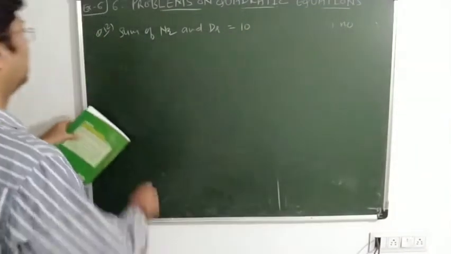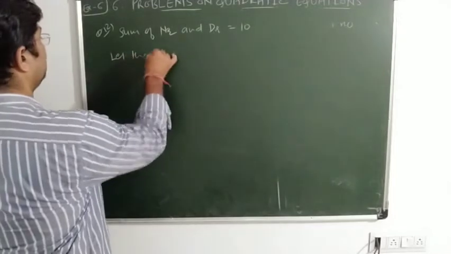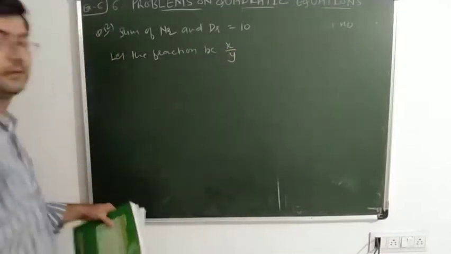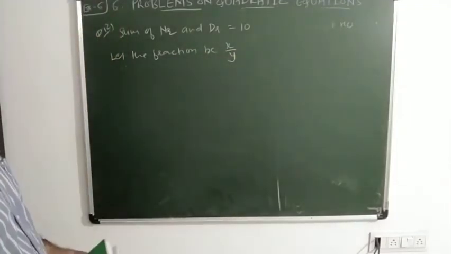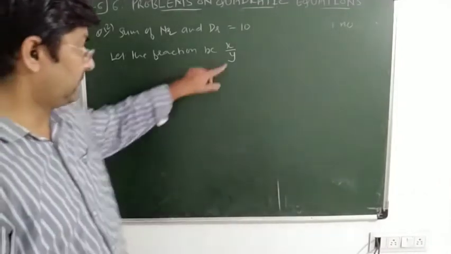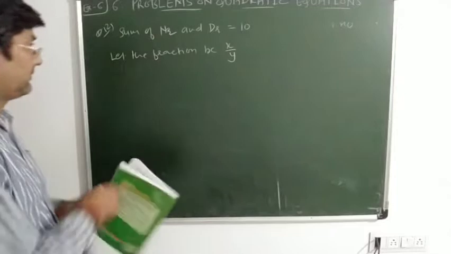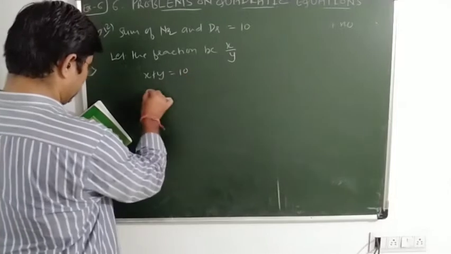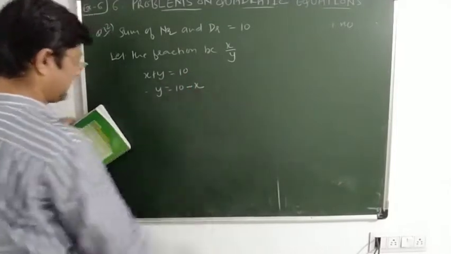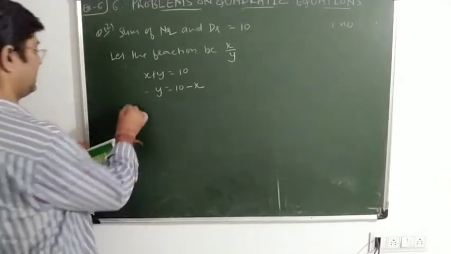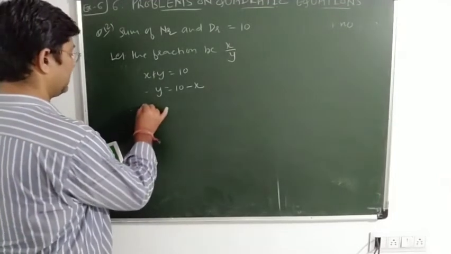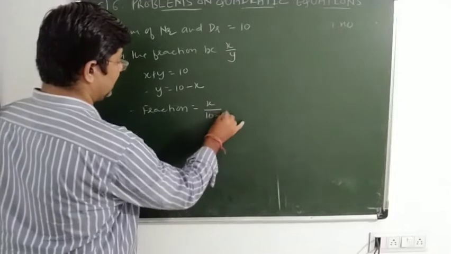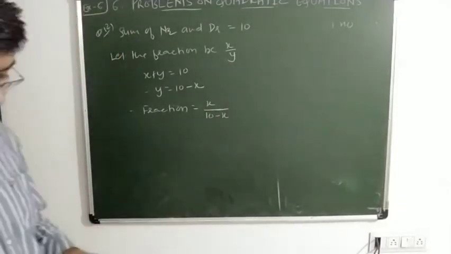Okay, so let the fraction be x upon y. Okay, now we will write this fraction in one variable only. Okay, single variable. Here you are given the sum of numerator and denominator, that is x plus y is equal to 10, and therefore y is equal to 10 minus x we can write. Clear? So this is the denominator, and therefore the original fraction is x upon 10 minus x. Clear? This is the original fraction.